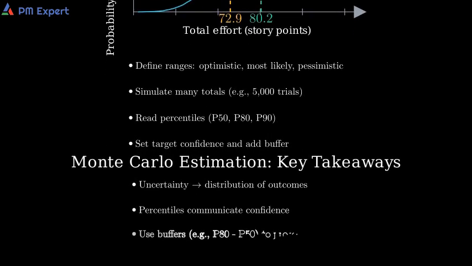Summary: Monte Carlo turns uncertain inputs into a probability distribution of total size. Use percentiles to communicate confidence. For example, commit to P80, here about 80.2 story points, and keep a clear buffer policy.